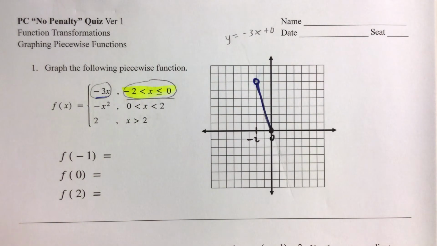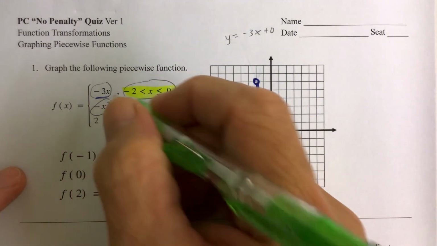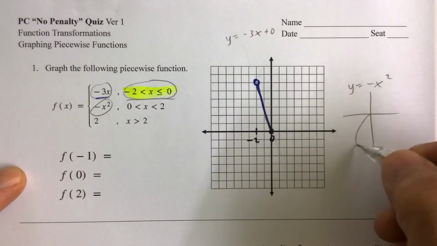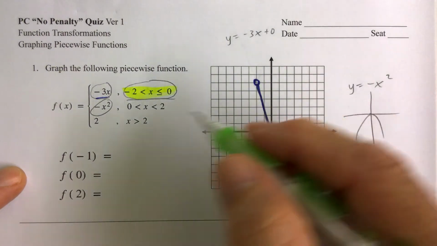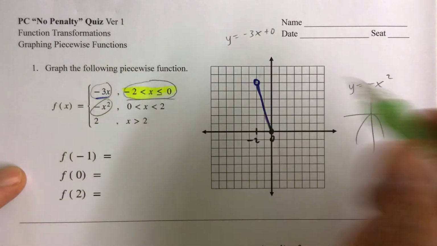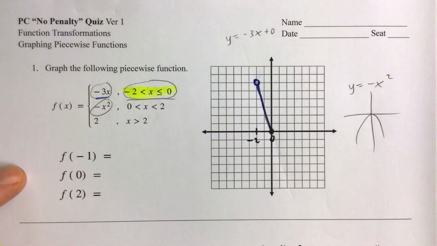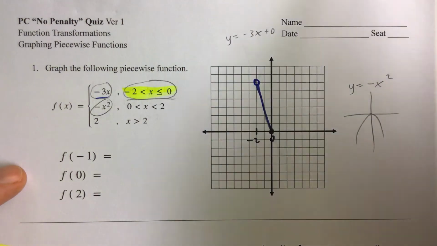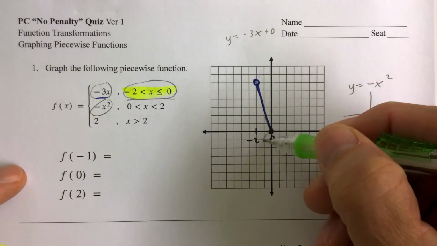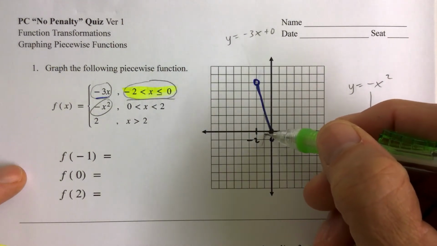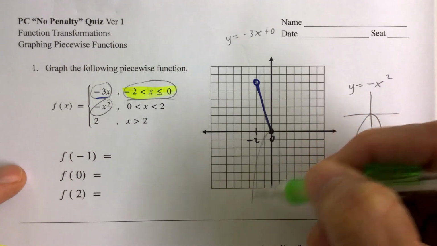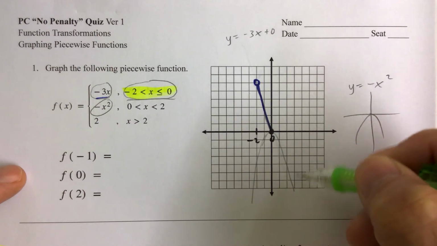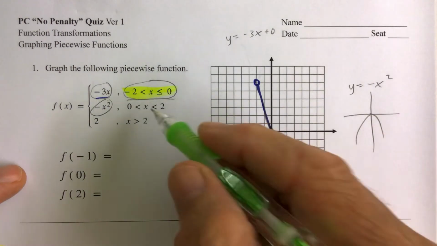Now the second piece is f of x equals negative x squared. So we should know what y equals negative x squared looks like. As a parabola, it opens down. But this parabola is only defined between 0 and 2. So yeah, there would be an open circle at 0, but that's already taken. It would come down here like this. It would go through negative 1, negative 1, and it would go through negative 2, negative 4. And likewise, it would go through 1, negative 1, 2, negative 4, and that's as far as we're going to get.